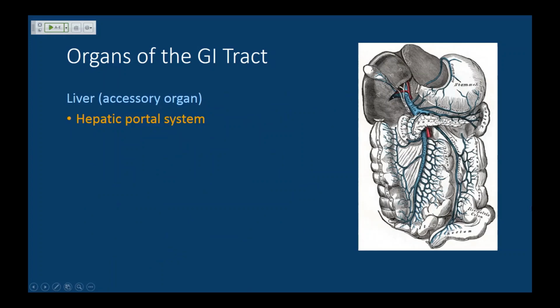Moving on to the liver. Okay, the liver, very important. It's an accessory organ of the GI tract. Okay, and something that we need to point out immediately is the hepatic portal system. So we already talked about what a portal system is. We talked about what it means. It's two capillary beds in series.